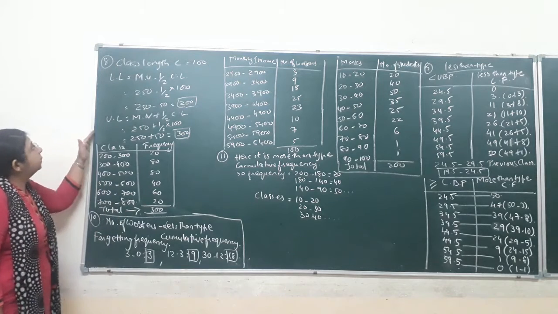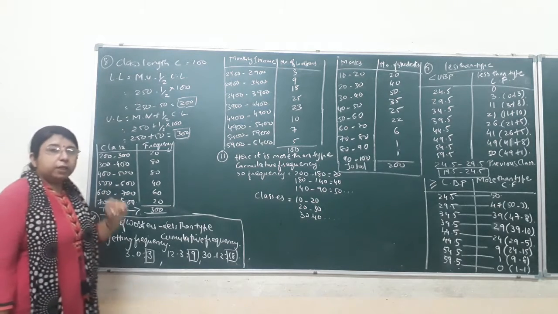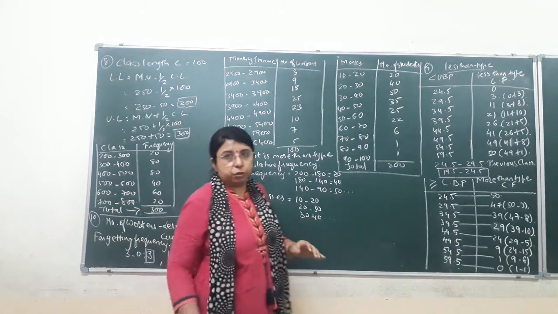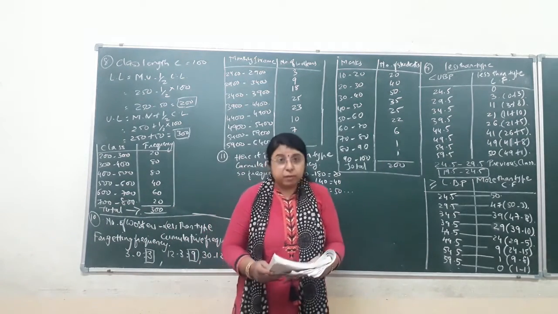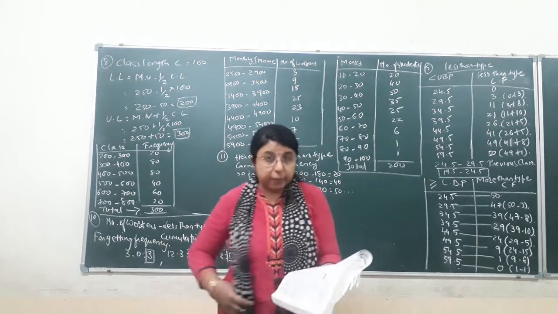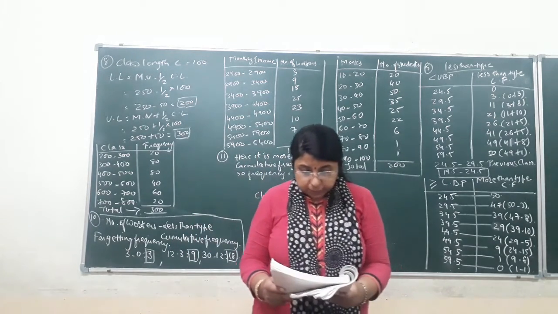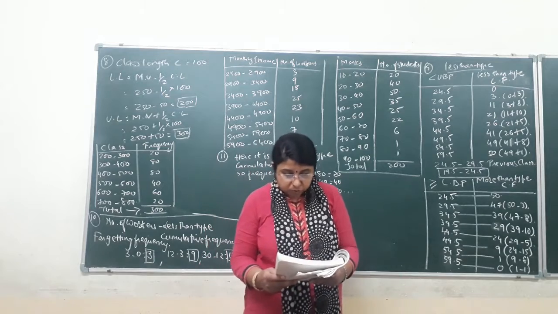Now after completing the 8th question, I will be explaining you the next question, that is the 10th question of the same exercise and section D. That is on the same page, that is 61. Let us read question number 10. Information regarding the monthly income of 100 workers is given below.